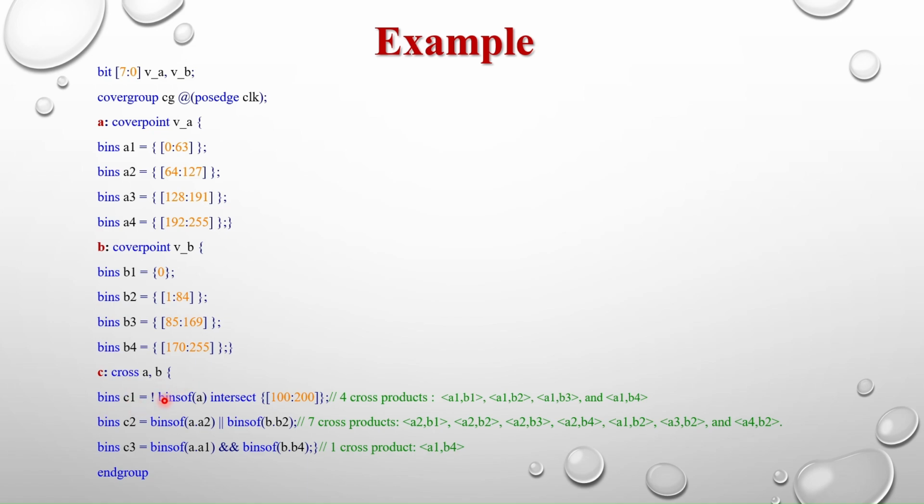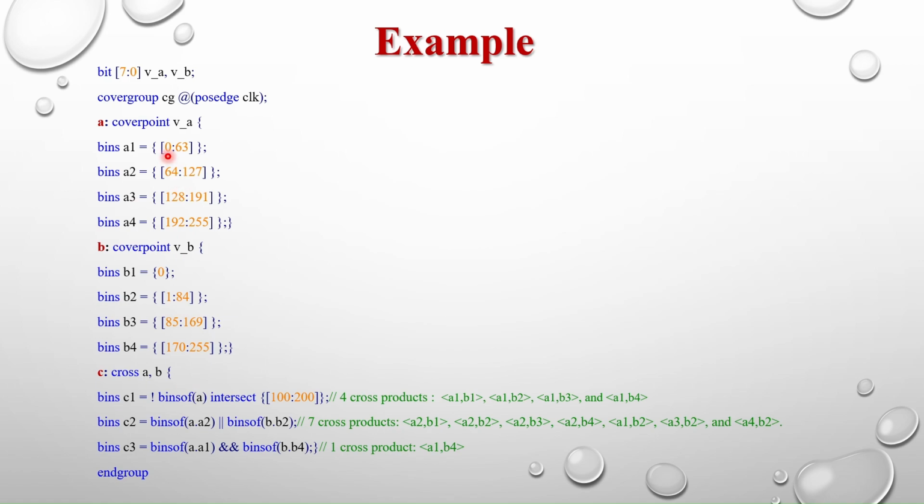So the first one is bin c1 equals not bins of a intersect 100 down to 200. You can read it in any way. Okay, I will read it like this: not bins of a intersect 100 down to 200. So what does it mean? Bins of coverage point a whose values do not intersect with the range 100 down to 200. So what is bins of a first? We will see what is bins of a. Bins of a is a1, a2, a3, a4.